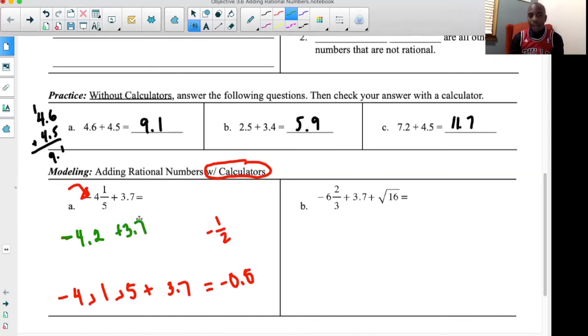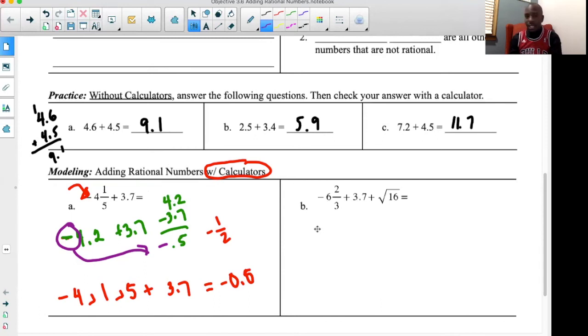I'm adding these two together. I notice that they're opposite signs, so instead of just adding them, I can subtract them from one another. What's 4.2 minus 3.7? That gives me 0.5. And because 4.2 is negative, my answer is going to be negative. So if you want to do it by hand, this is some of the work that you could do to get your answer. For part B, once again, if you want to show your work and just show you could do it, of course you could do that as well.